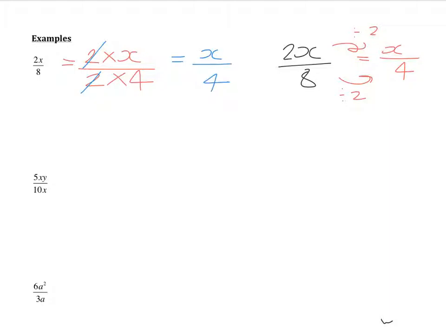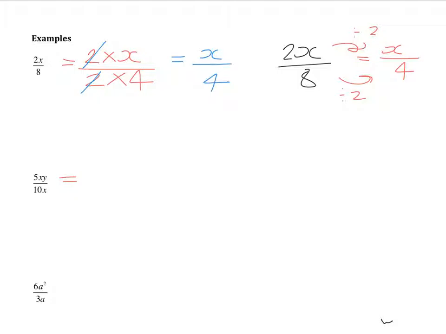Let's build this up and have a look at another example. 5xy over 10x. Now this time, think about common factors. There's a common factor of 5 in the numerator and the denominator. They both divide by 5, and they both divide by x as well. So essentially they both divide by 5x.